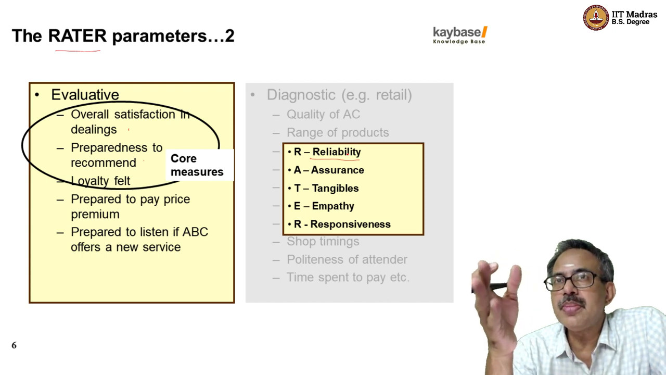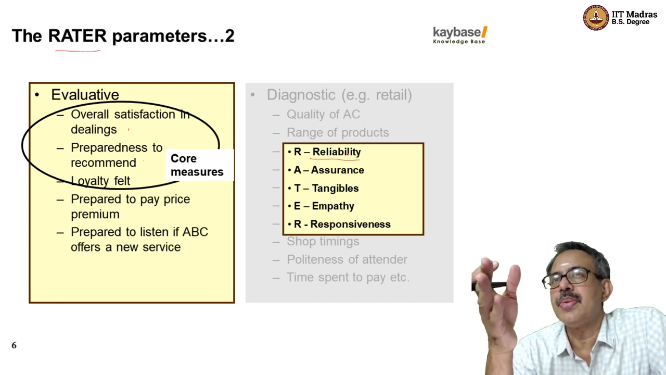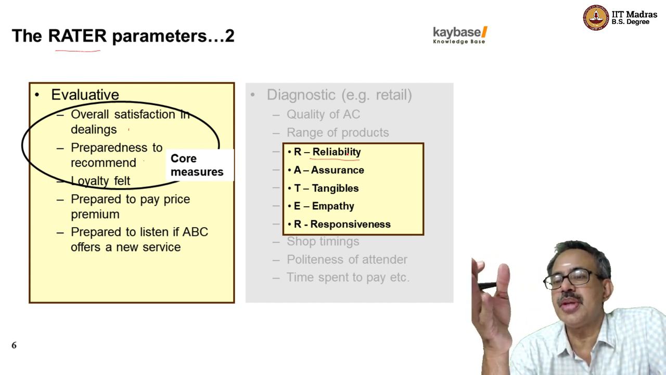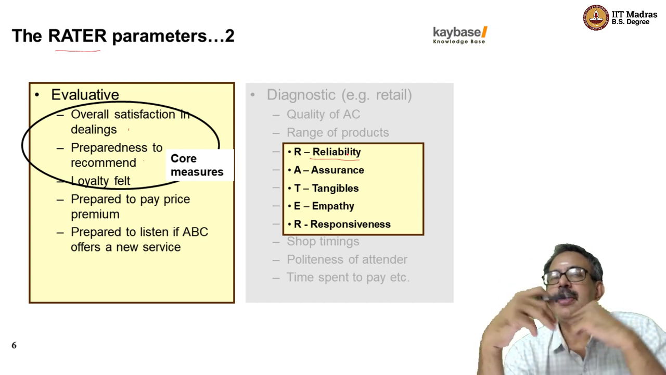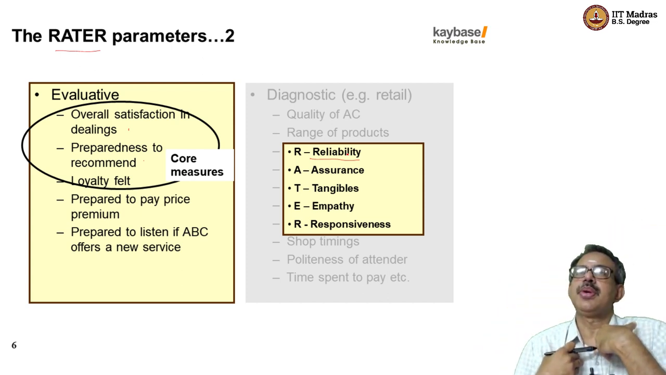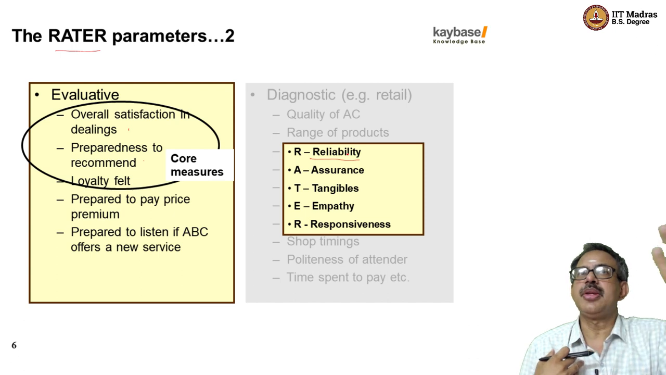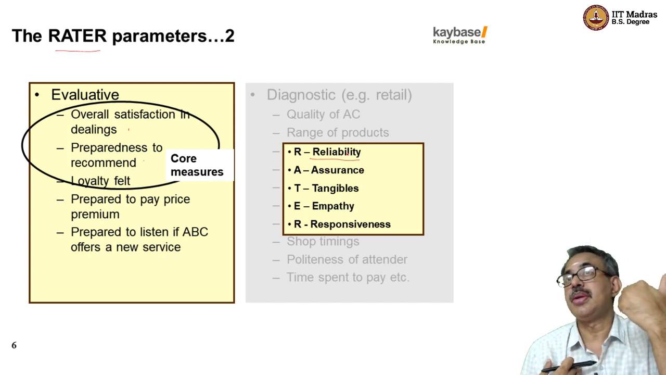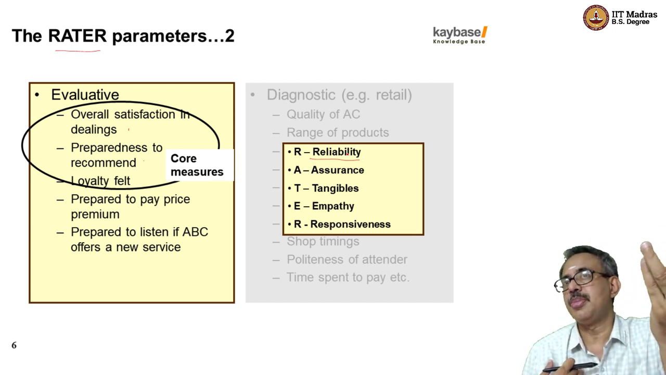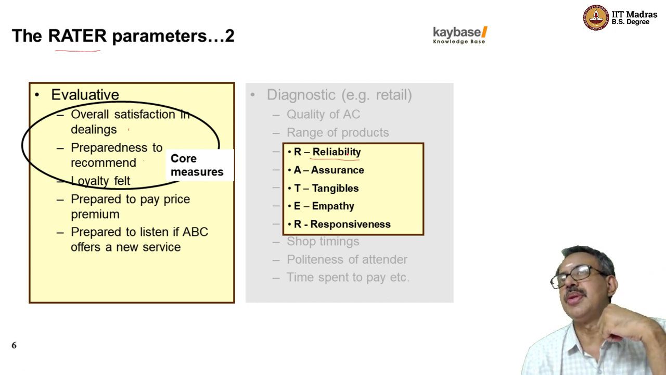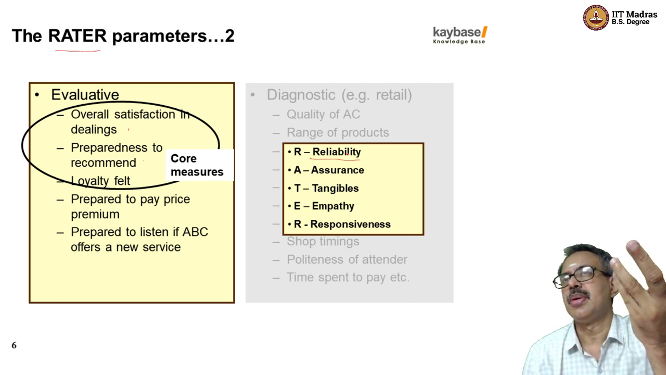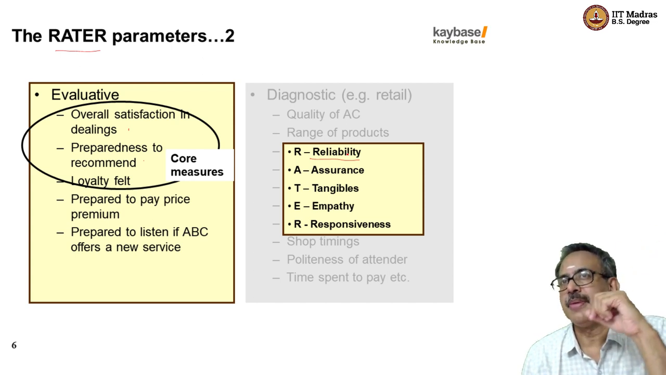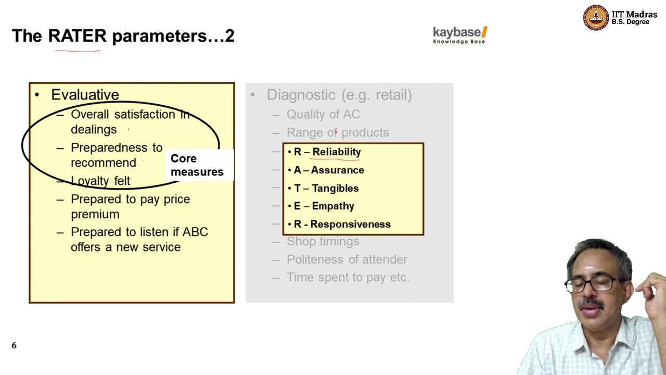Tangibles is the core thing that I'm looking for, the core physical benefits that I'm looking for. Empathy: does that business understand what I want as a customer? Are they able to put themselves in my shoes and relate to what I would be wanting and provide me that? Responsiveness: when I ask a question, how do they reply? How alert are they? How flexible are they? How responsive are they? So that is the RATER.